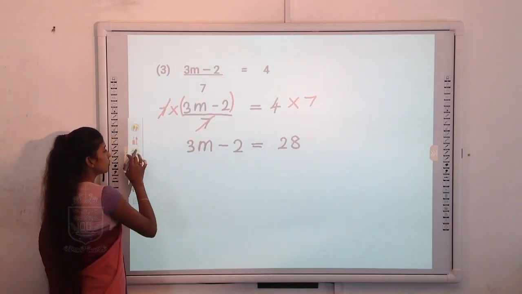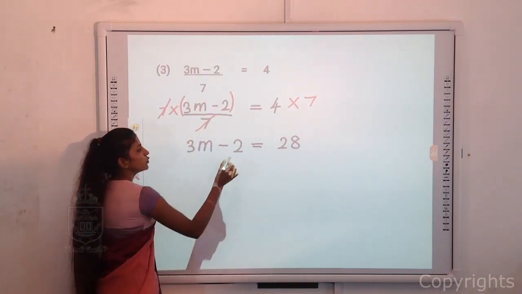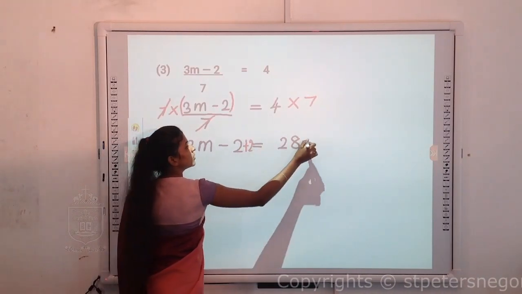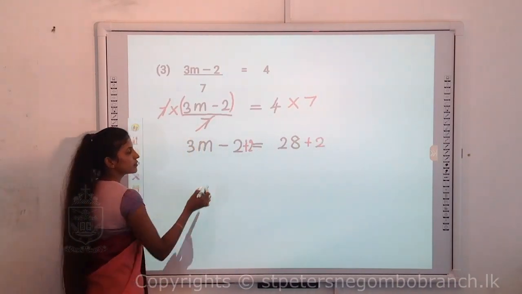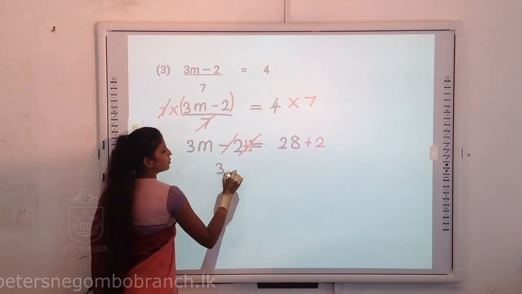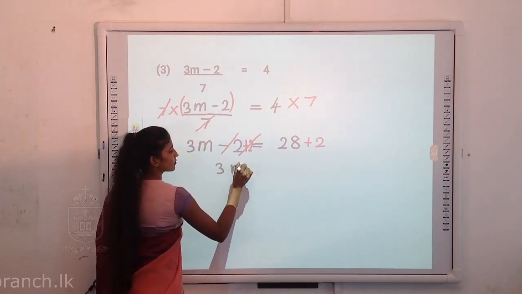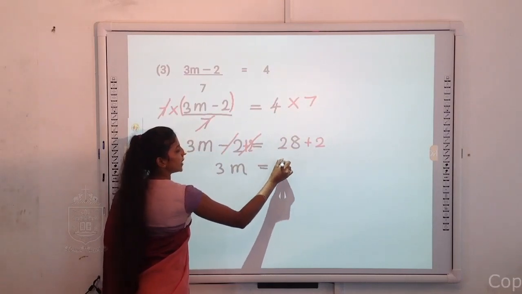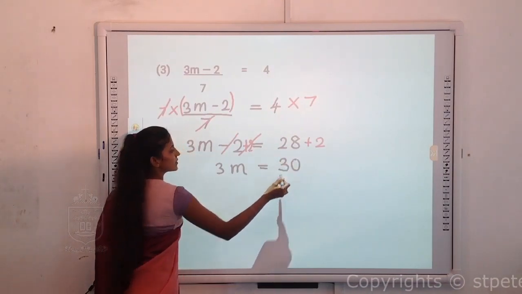Our next step is to remove minus 2. So we can remove 2 by adding 2 to both sides. So 2 and 2 will cancel. Remainder here is 3m equals 28 plus 2, answer is 30.